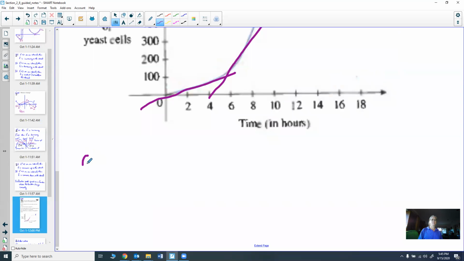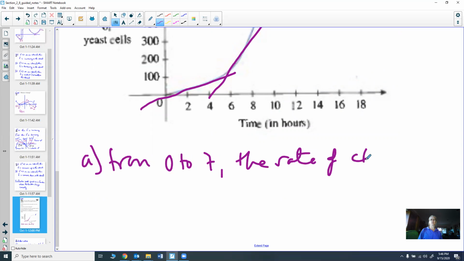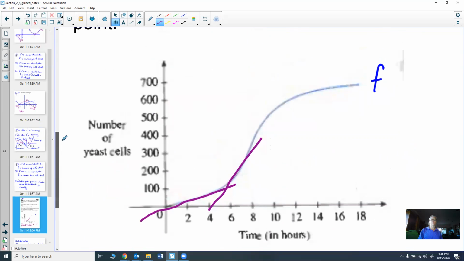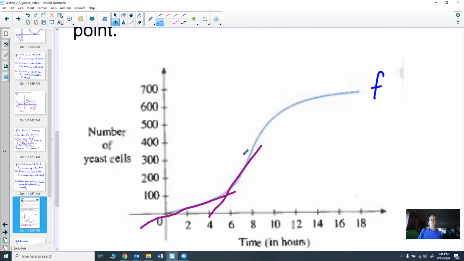So we could say that from 0 to about 7, the rate of change of the population is increasing. Then now all of a sudden we look and here's the tangent line, and this is steep, but it's not as steep as it was. So if it's not as steep as it was, that means we must be getting less of a derivative.